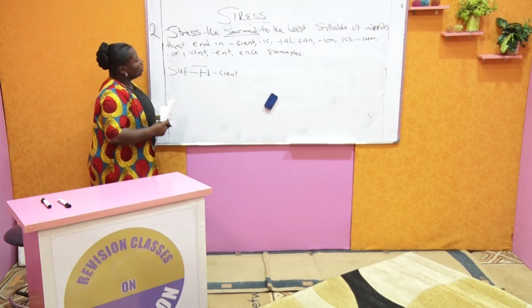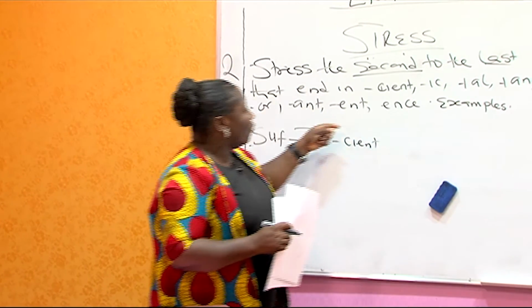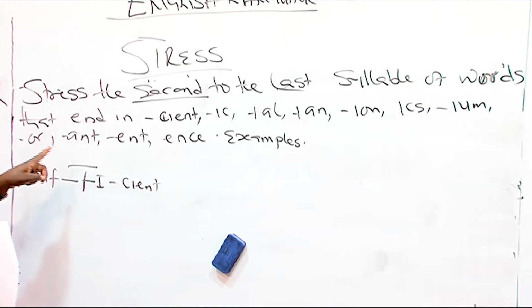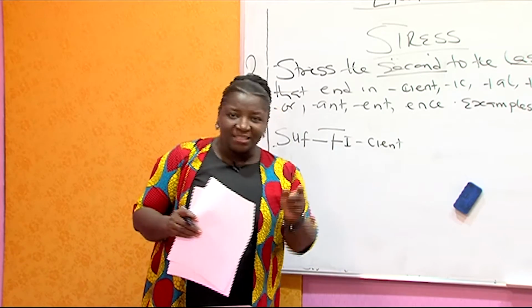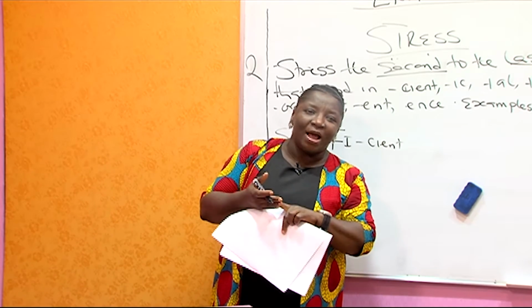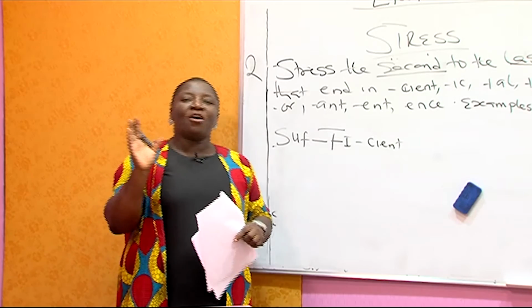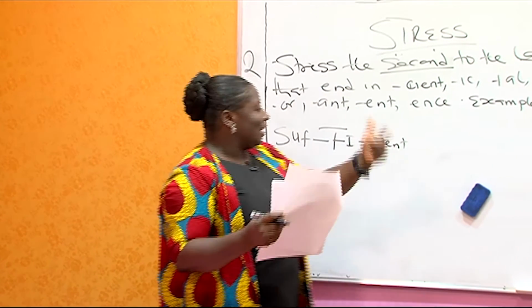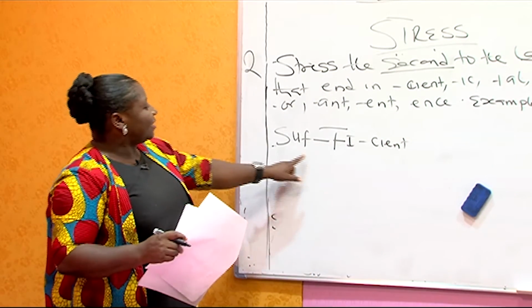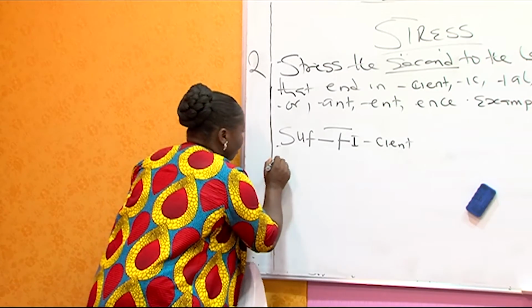What do we mean by this? That means we are to stress the second to the last syllable of words that end in this category of letters that we have mentioned. If the word is a two-syllable word, we automatically stress the first syllable. If it is a three-syllable word, we stress the second syllable. If it is a four-syllable word, we stress the third syllable, like that. And that is why in the word sufficient, it is the FI that is stressed.